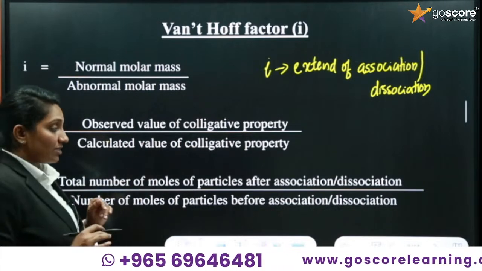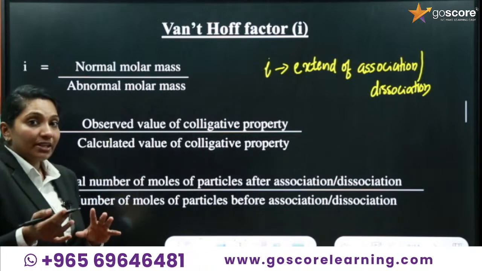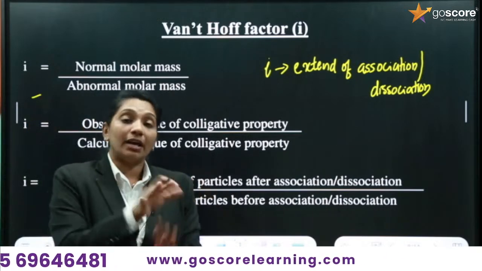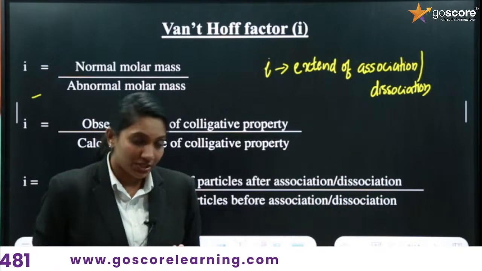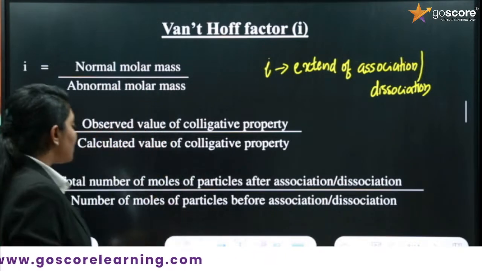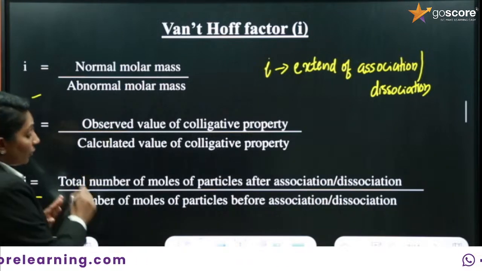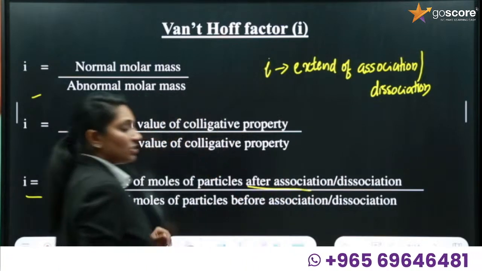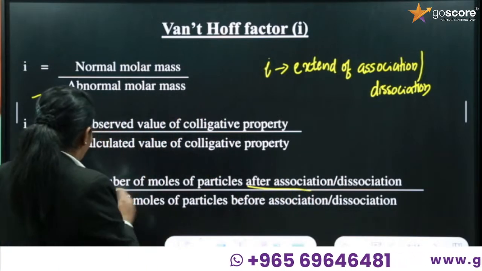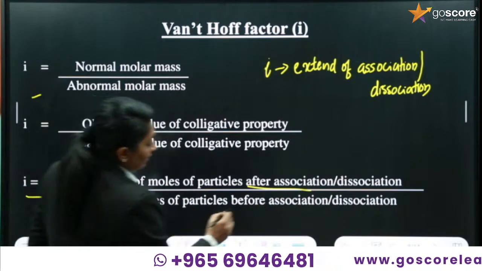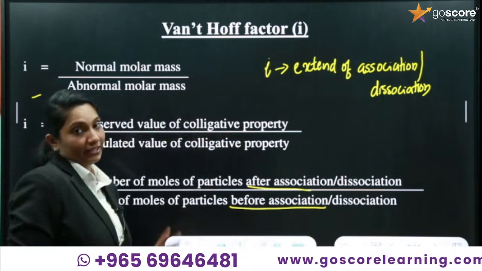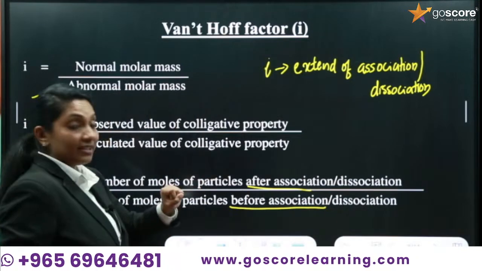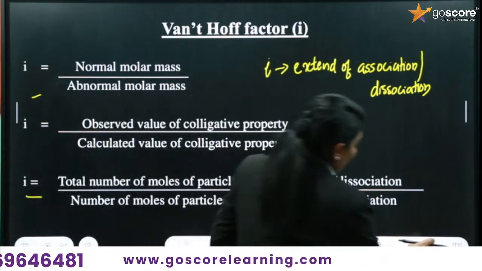In terms of the number of moles before and after association or dissociation, we can express the Van't Hoff factor as the total number of moles of particles after association or dissociation divided by the number of moles of particles before association or dissociation. You will be getting these things clear if we do the examples. See, here, just take the example.